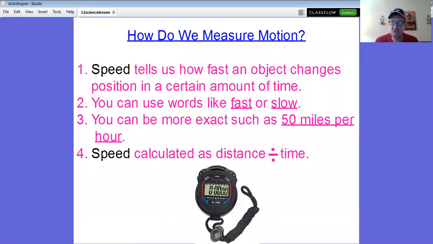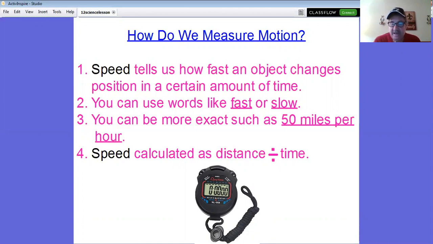Now, how do we measure motion? We use the word speed. Speed tells us how fast an object changes position in a certain amount of time. You use certain words like fast or slow. Or you can be more exact, such as 50 miles per hour.